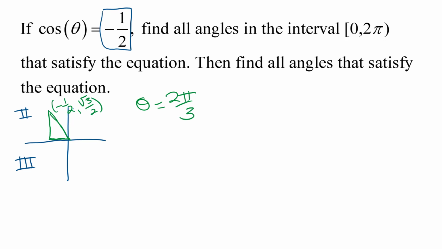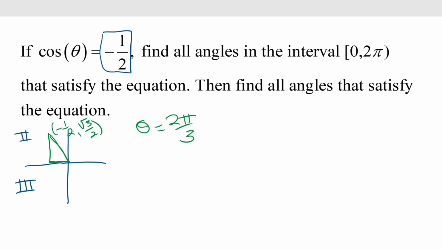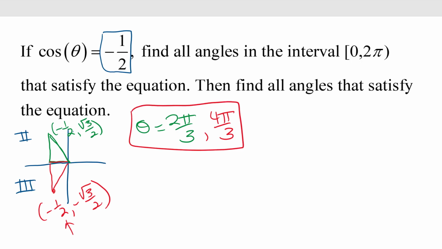Now there's going to be another angle that has that same cosine value that's in quadrant 3. We could do a negative 1/2, and we could go down square root 3 over 2, and we would have the point on the unit circle negative 1/2 and negative square root 3 over 2. So the cosine value is negative 1/2, also at 4 pi thirds. So these would be our two answers on the interval between 0 and 2 pi.